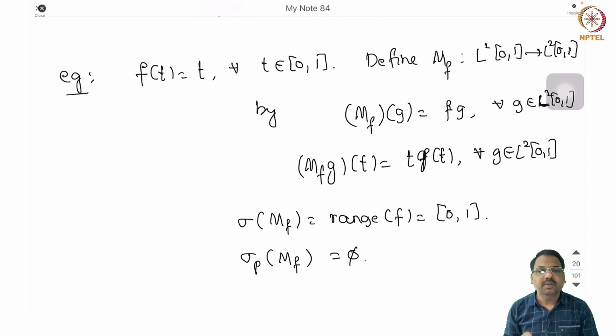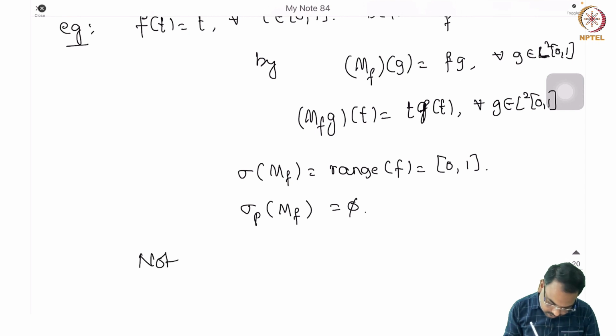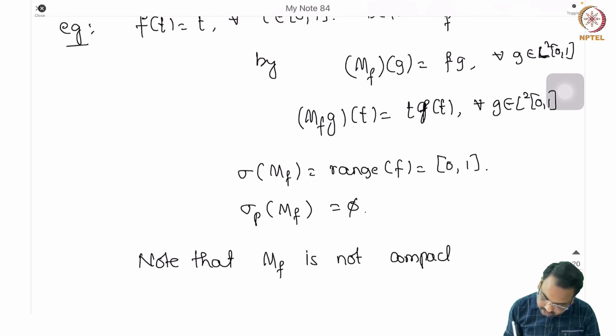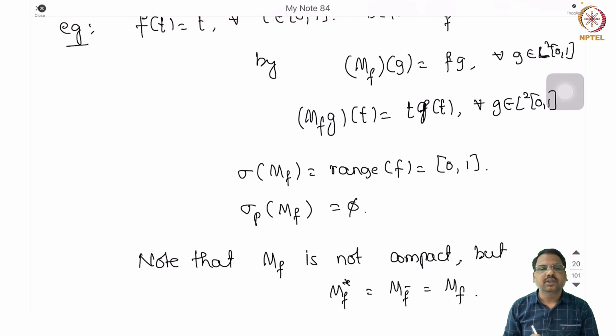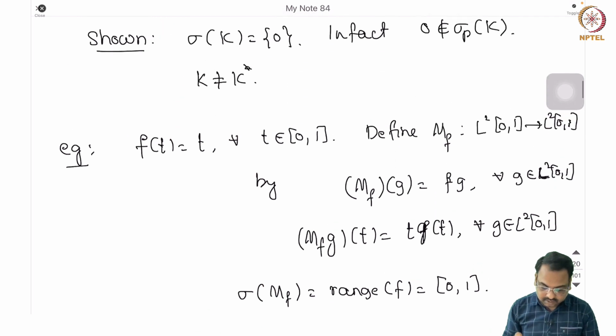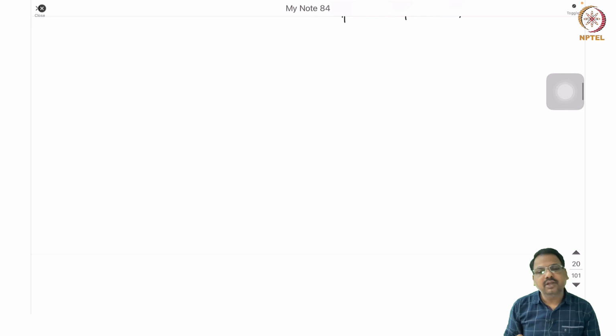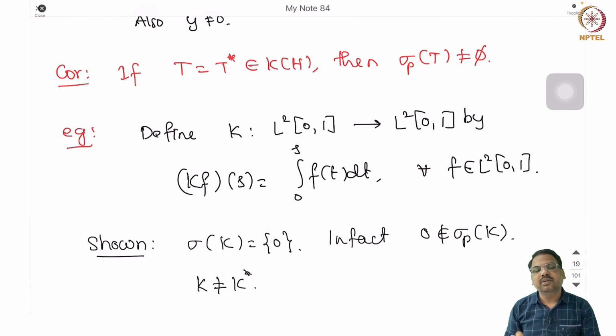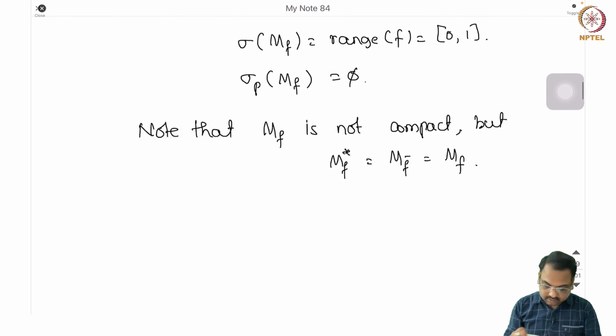Note that this operator is not compact. M_f is not compact, but it is self-adjoint, because this is M_f bar and M_f bar equals M_f, because f is a real valued function. So this operator is self-adjoint but not compact. So if you drop any of these two conditions, we cannot get an eigenvalue. So if you assume the operator to be compact and self-adjoint, you can get an eigenvalue.